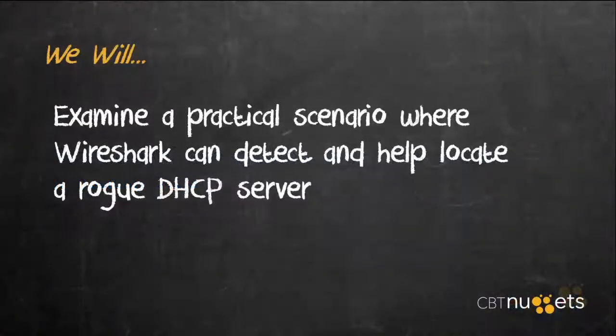By the time we're done here, we will examine a practical scenario where Wireshark can detect and help locate a rogue DHCP server. So if you haven't run into this before, a rogue DHCP server is a really common thing that can cause a whole lot of network damage. It usually goes something like this.